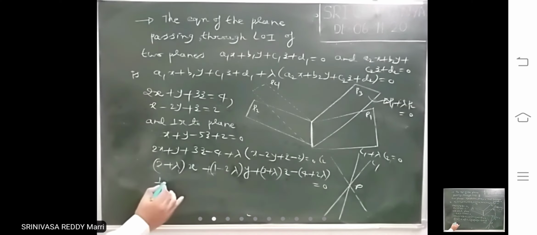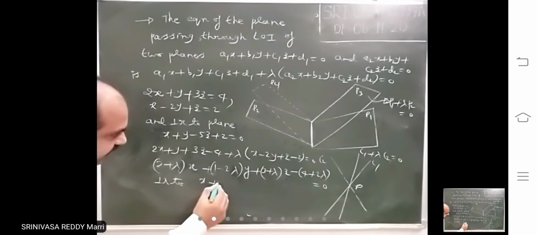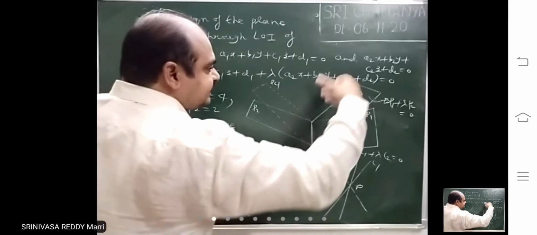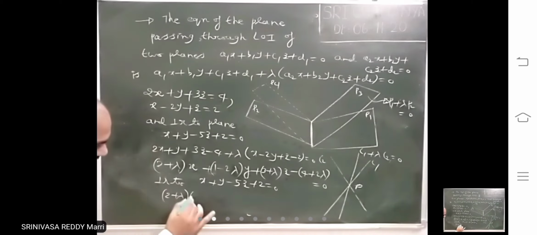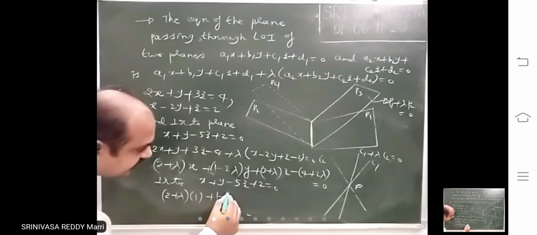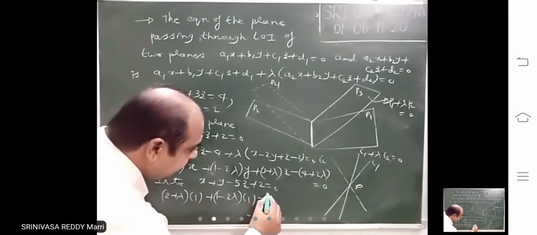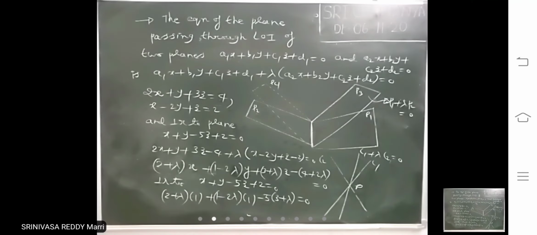Now look at how this plane is given. It is perpendicular to another plane. The required plane P3 and the other plane P4 are perpendicular, so we apply the perpendicularity condition to find lambda: (2 + lambda) into 1 plus (1 - 2 lambda) into 1 minus 5 into (3 + lambda) equal to 0. Calculate the value of lambda.